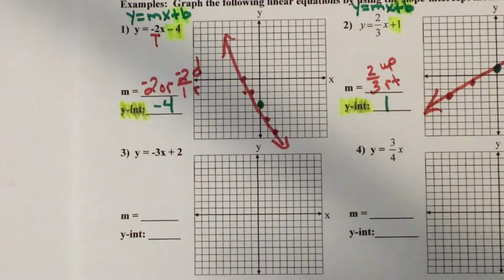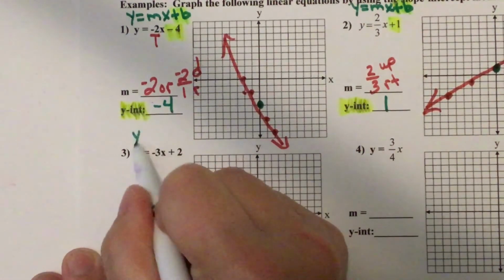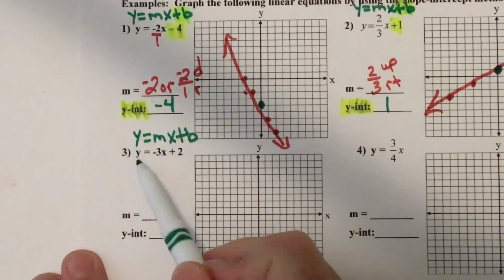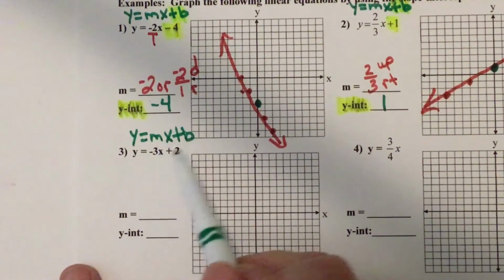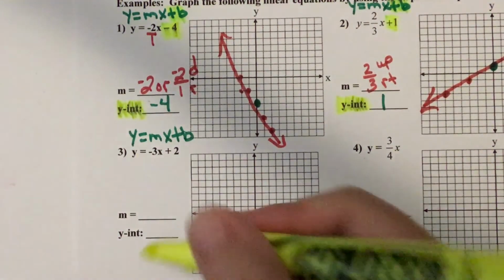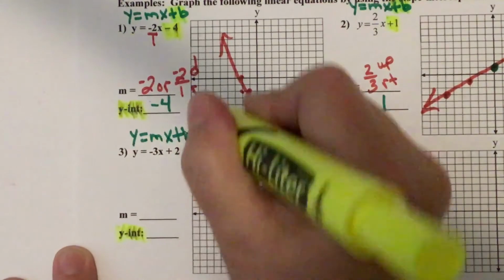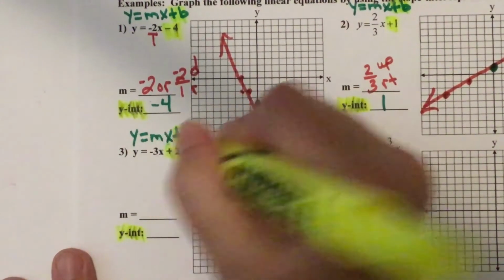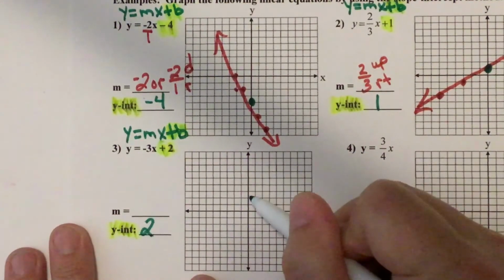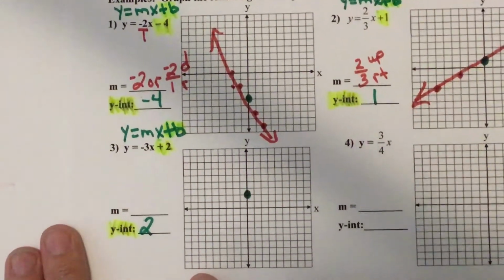Looking at number 3. Sure enough, it looks like y equals mx plus b. So y is by itself. I've got a number smushed with an x, and I have the number in the back. So that number in the back is what I'm going to plot first. It's called the y-intercept, and it is a positive 2. So I am going to plot a positive 2 on the y-axis.